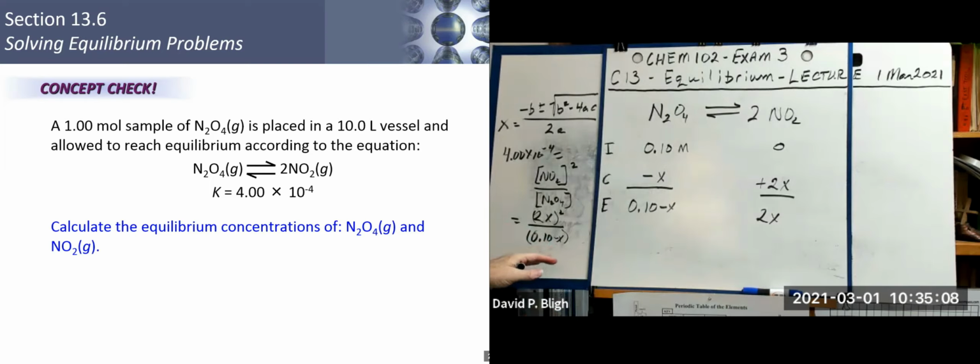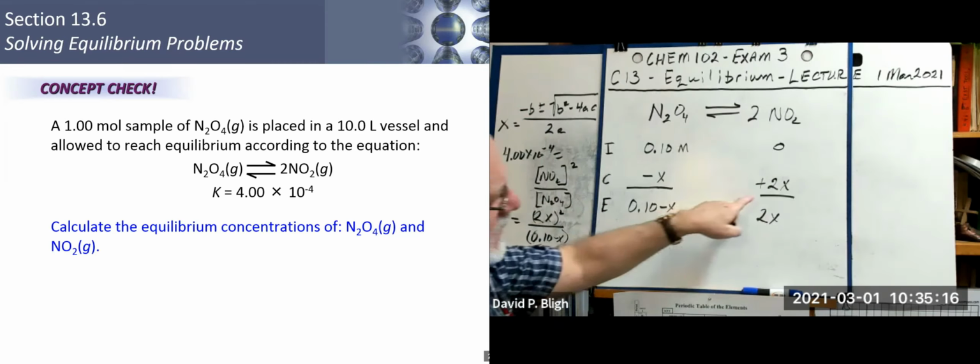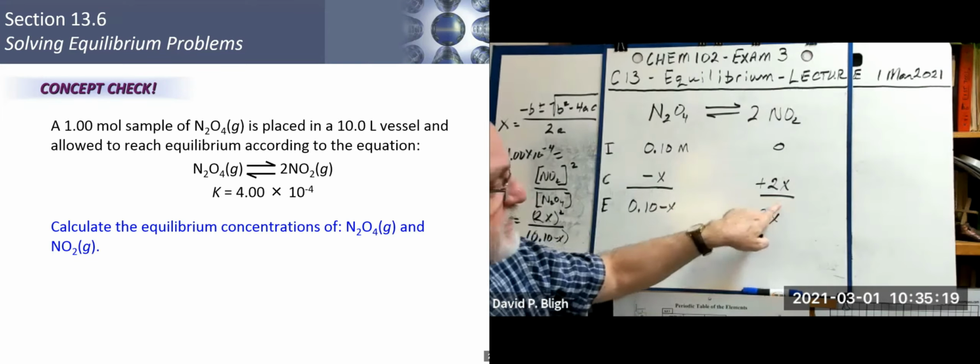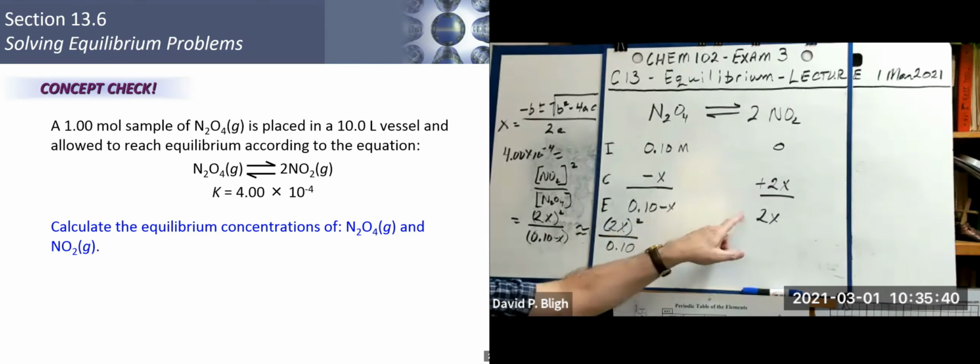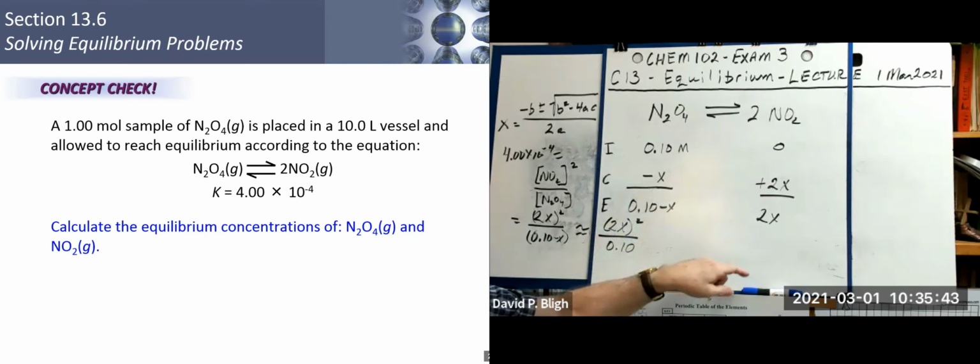Let's think about this for a second. Look how small that value is. Is there going to be a lot of this over there? There's not going to be much over here at all. So we can use our approximation and say this is approximately equal to 2X squared divided by 0.10. We can drop that X because we know it's going to be very small. We're going to lose just a little bit of that and get very, very little of that.